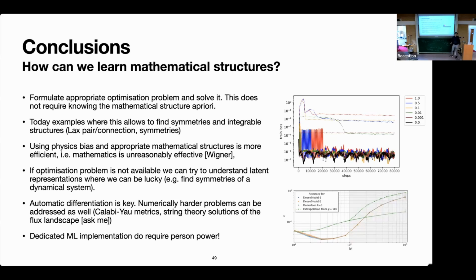Now, if an optimization problem is not available, this is not the end of the story. We can try to understand the latent representations. And in some cases, we can be lucky. So for instance, we could find the symmetries of a system. Again, on the implementation side, automatic differentiation is key. And numerically harder problems such as the Calabi-Yau metric, much more complicated than a gravitational two-body problem, we can set up as well. And there are obviously a lot of other things about string theory flux solutions that we have been developing as well.